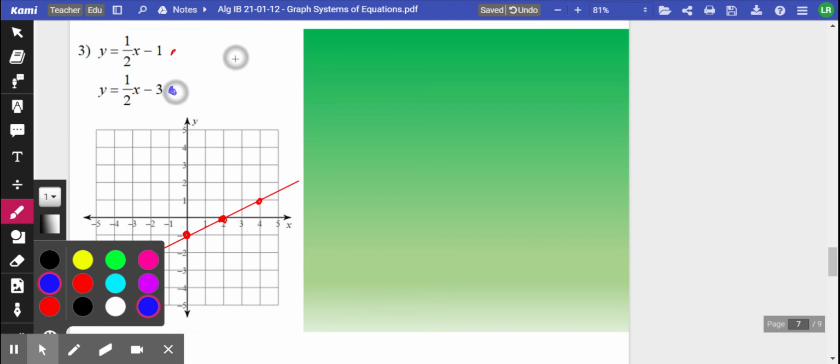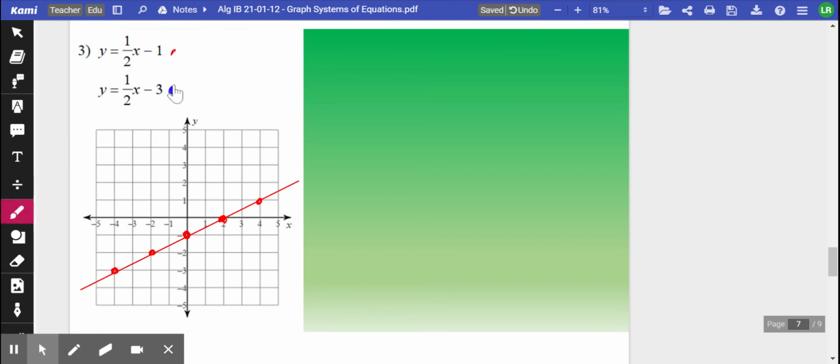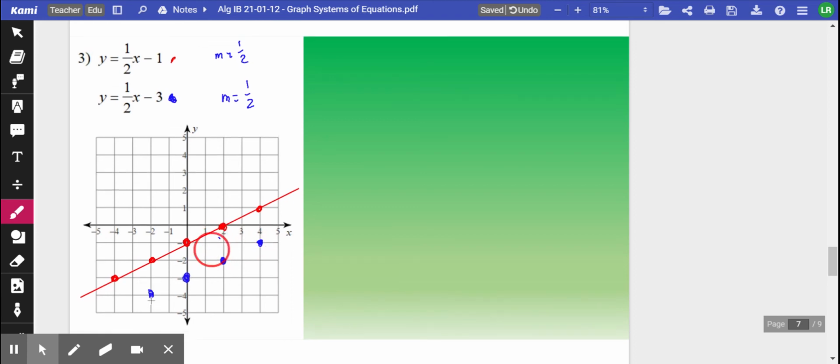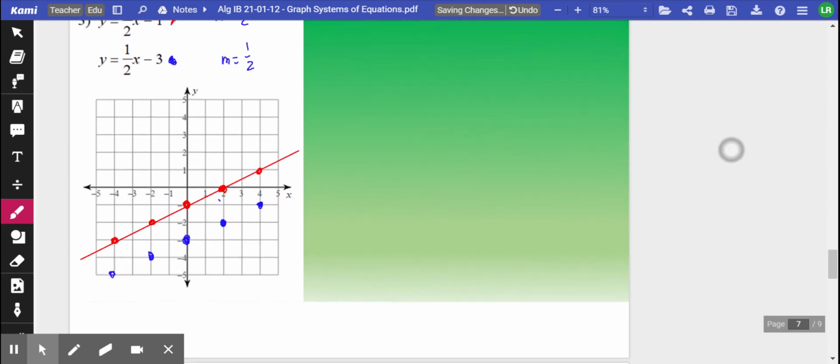I'm going to make that one in blue. So the y-intercept's -3, and I have a slope of 1/2 again. I'll mark this down so you can see something. Slope of 1/2. Up 1, right 2. Up 1, right 2. Down 1, left 2. Down 1, left 2. And you can see they never actually intersect.